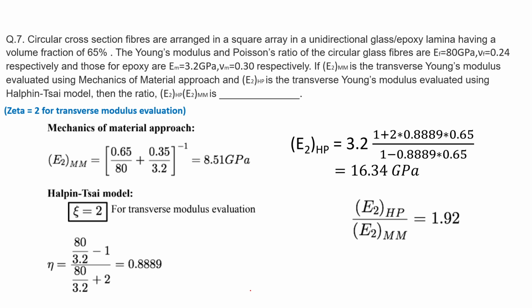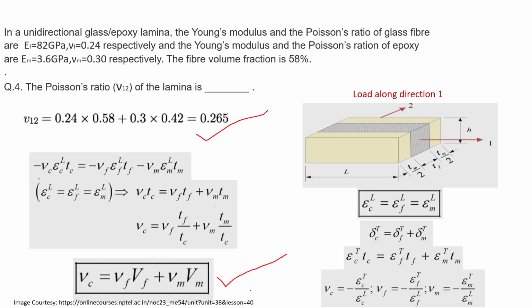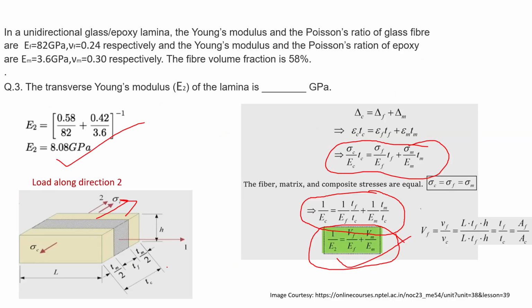So here basically they're comparing the two approaches for solving the transverse properties. The two approaches are the mechanics of material approach and the Helfenstein method. The mechanics of material approach is what we already did in question number 3. Here we have the direct equation to find the transverse Young's modulus, where we use the fiber volume fraction and matrix volume fraction, and the Young's modulus of the fiber and matrix. From that we can get this E2 value.